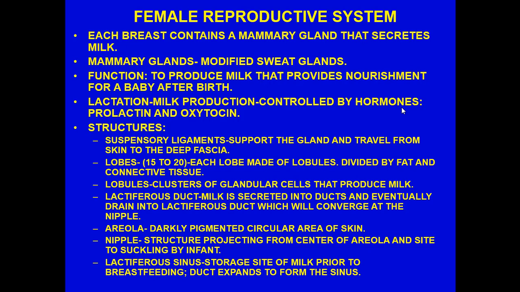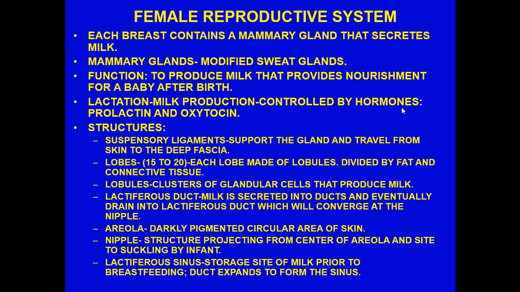The structures that make up the breast include the suspensory ligaments, which support the gland and travel from the skin to the deep fascia. We have lobes in there, and each lobe is made up of lobules. The lobes, in the range of 15 to 20, are divided by fat and connective tissues. Lobules are really the clusters of glandular cells that produce milk. Now, the lactiferous duct: milk is secreted into these ducts and eventually drains into the lactiferous duct, which will converge at the nipple.